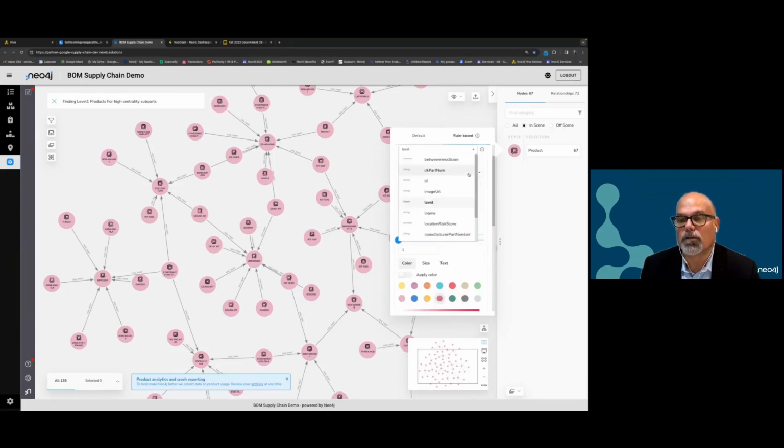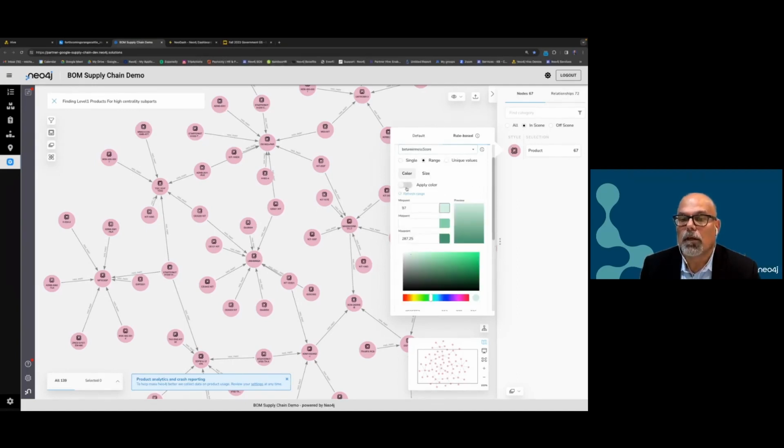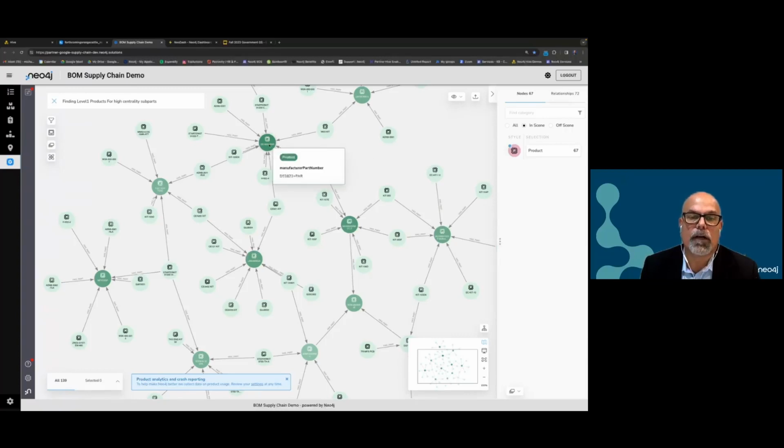So for example, I told you that we use centrality. Let's look at the betweenness score for these, and we'll do a range and apply the color here. Now you can see we've identified which parts are likely to have the most contention because they're being used by a number of different products that my organization is manufacturing. This is just another example of a very fast type of analysis. These parts I might really want to focus on for building out safety stocks, because they're going to be consumed by a number of other products.